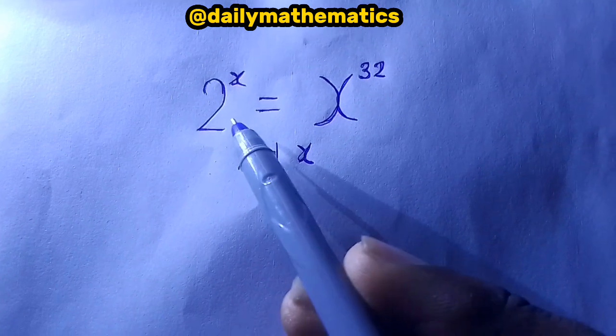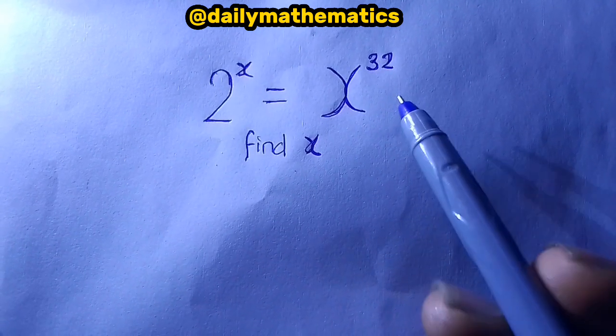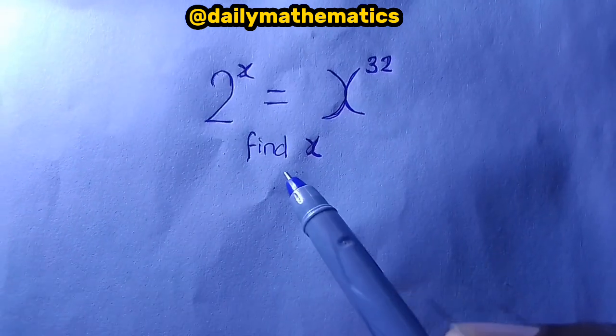2 raised to the power of x equals x raised to the power of 32. Find x.